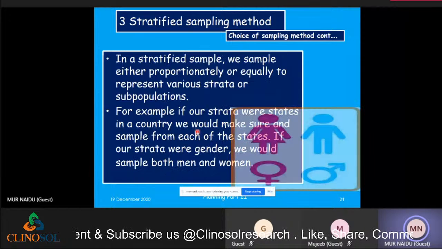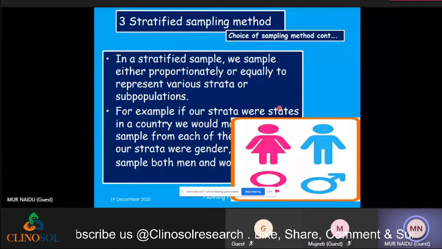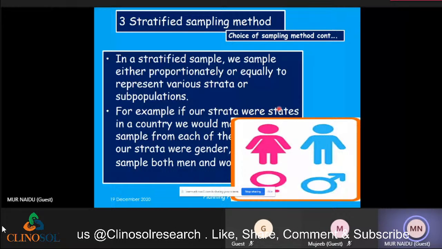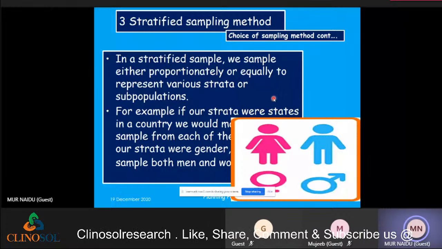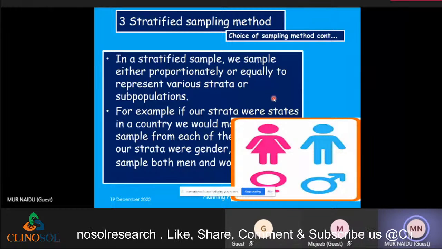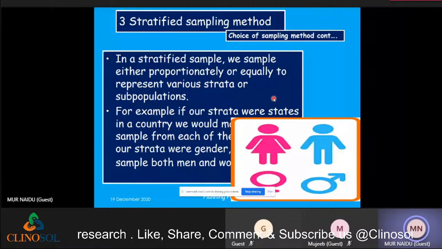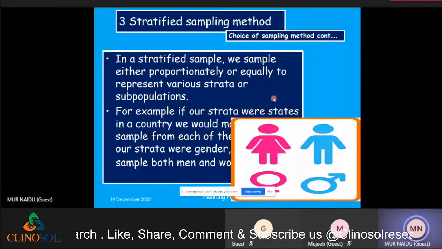I include distribution also. So I have stratified from the country, and like you have smoker, non-smoker, obese, non-obese, below 60, above 60, like stratification of your sample. This is very important.